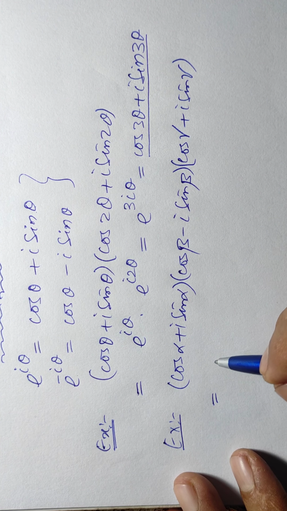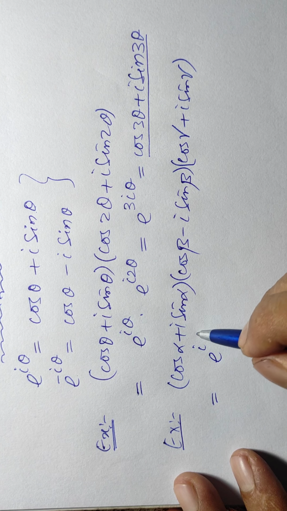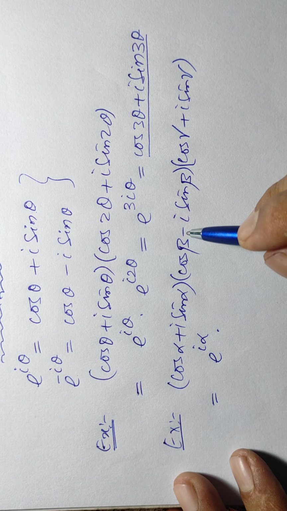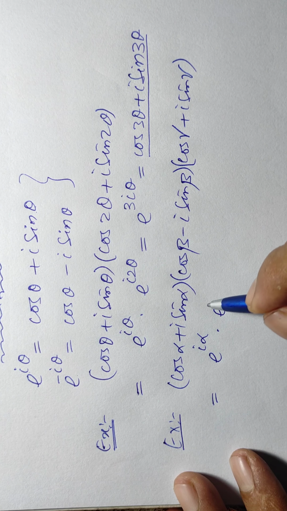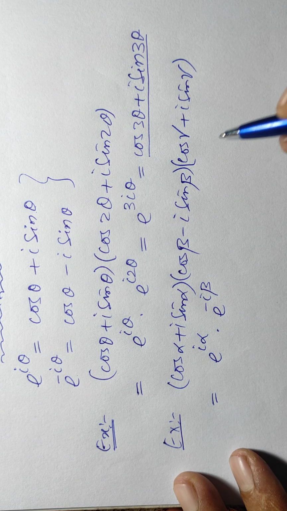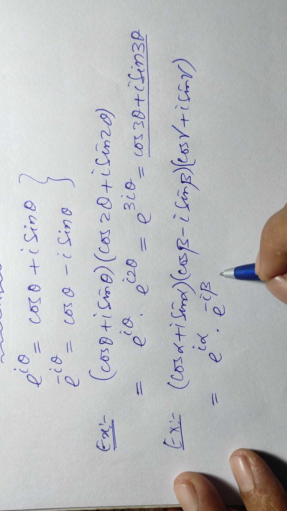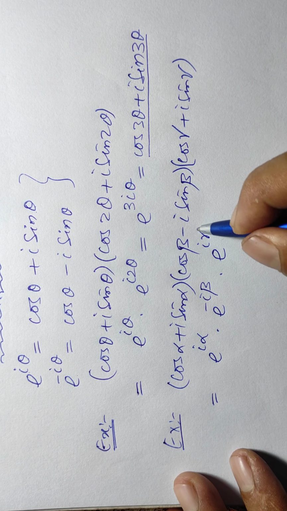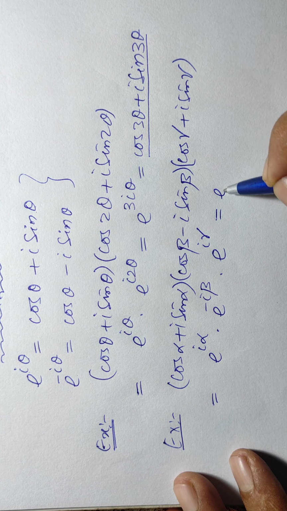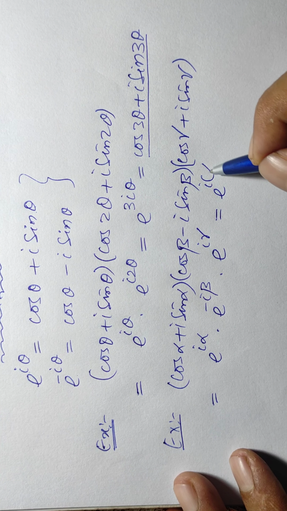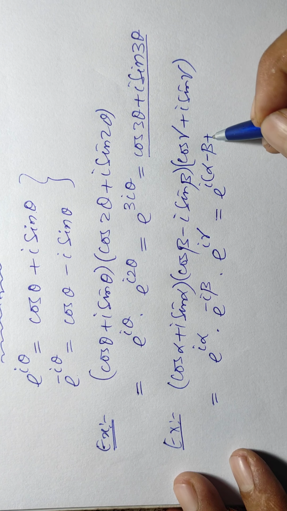Cos alpha plus i sin alpha is equal to e to the power i alpha. Cos beta minus i sin beta will be e to the power minus i beta. Cos gamma plus i sin gamma is e to the power i gamma. Simply, the base is the same and they are multiplied, so the powers should be added. E to the power, take i common, alpha minus beta plus gamma.